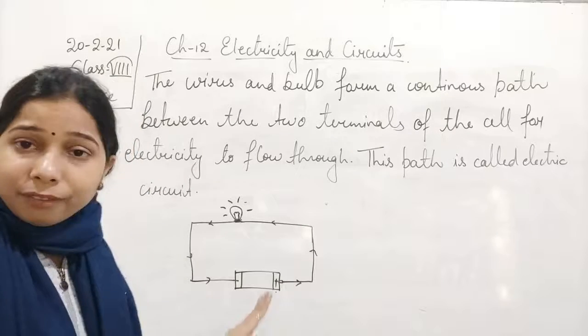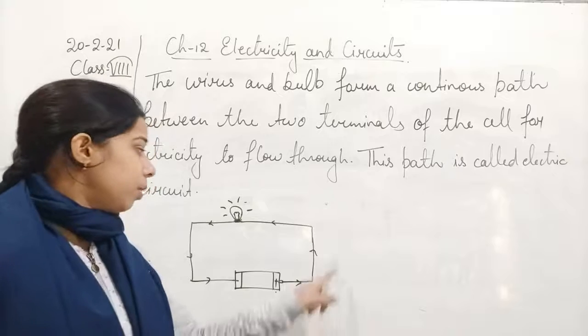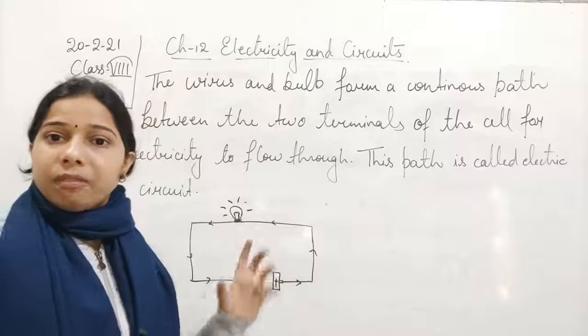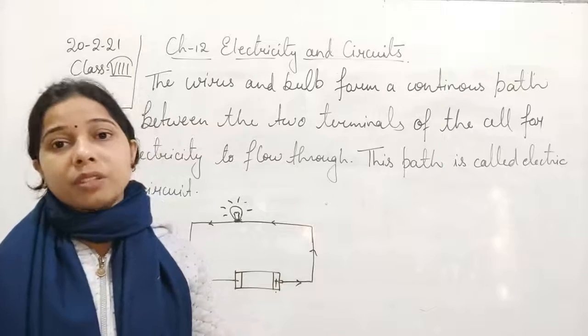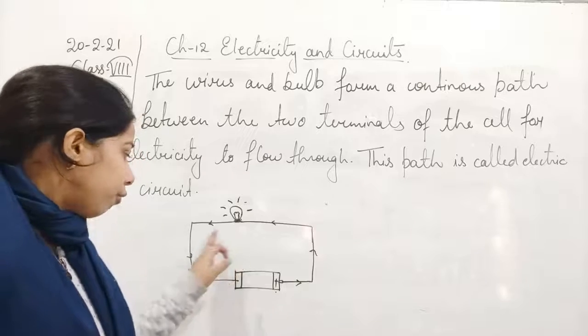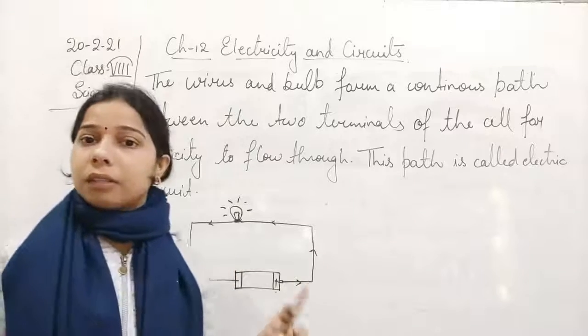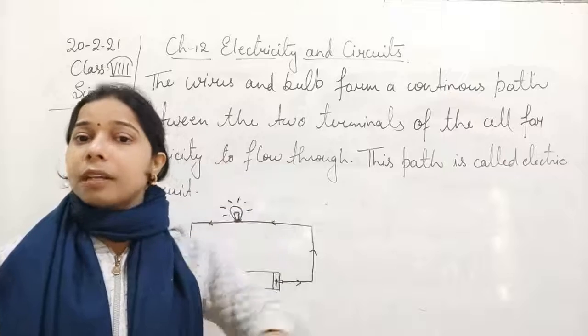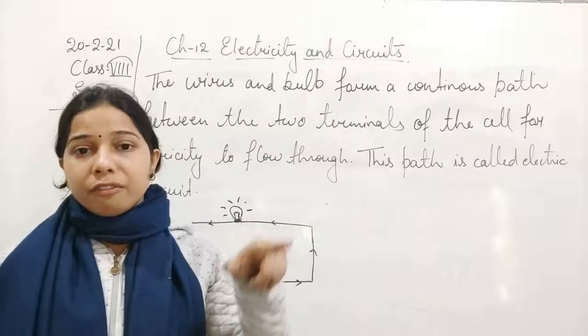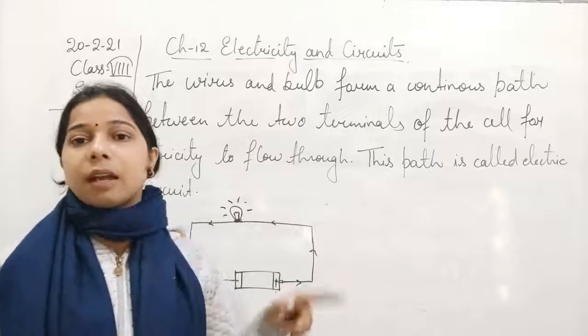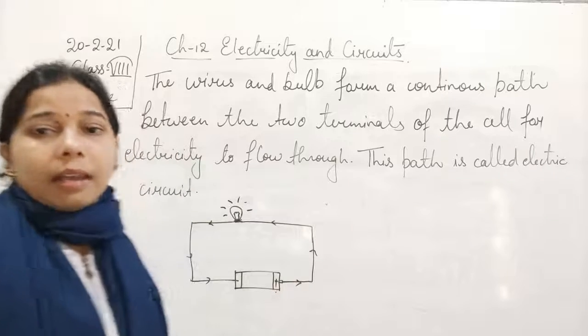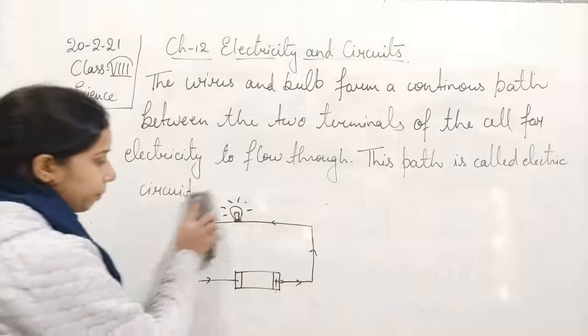When electric current flows through it from the positive terminal, it reaches the filament. The filament gets heated up, due to which it starts glowing, and finally from here it reaches the other terminal. Now what is this? This is the continuous path which goes from the cell to the bulb to the cell again. So this is an electric circuit, students.